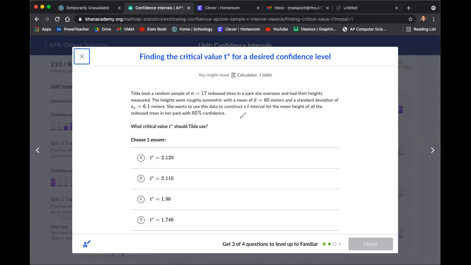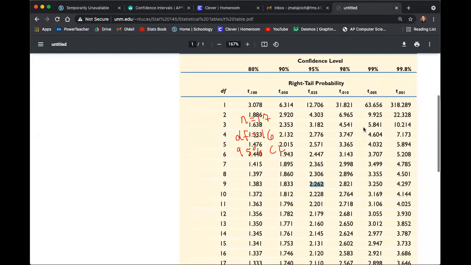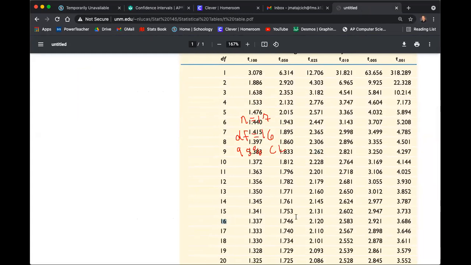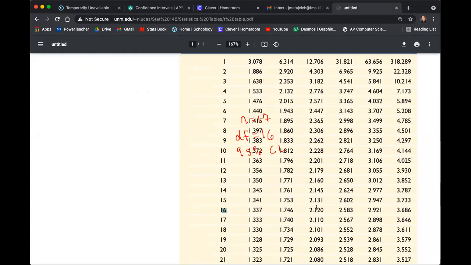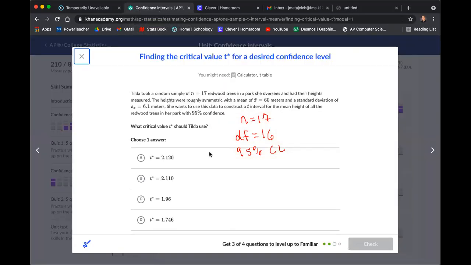You just have to be a little bit careful when you're using the t distribution table, table B. Even though the sample size is 17, we need to use 16 degrees of freedom, the sample size minus 1. And we're doing this for a 95% confidence level. So let's go to table B and figure out what this critical value is. 16 degrees of freedom, 95% confidence, so 2.120. That is the critical t value we should use to create our interval.